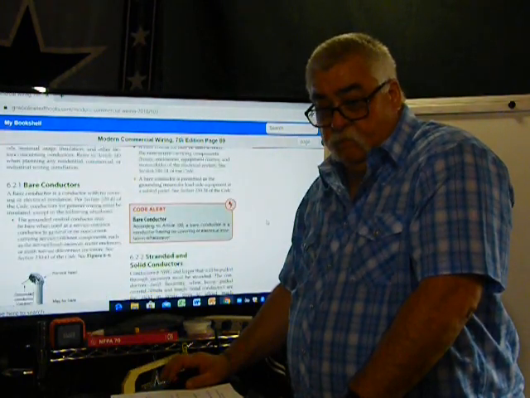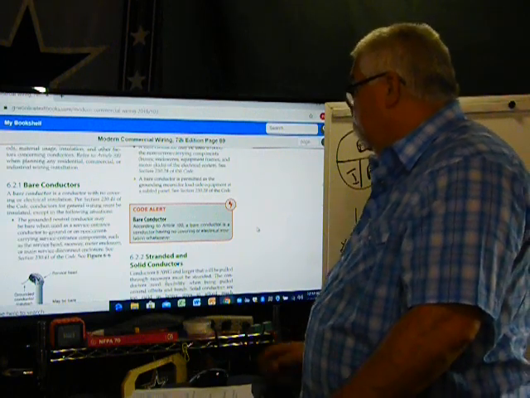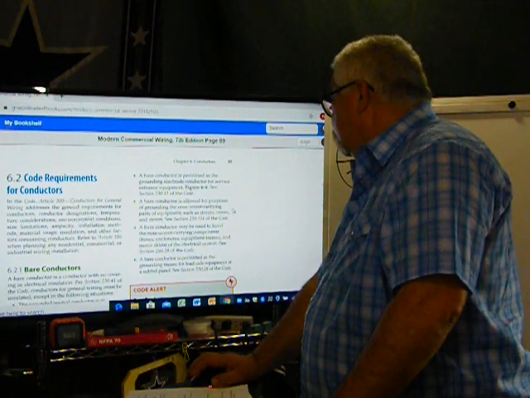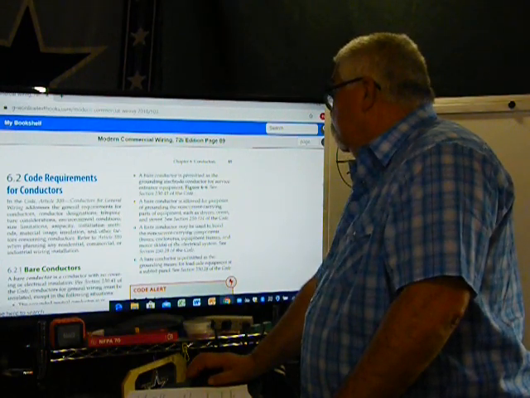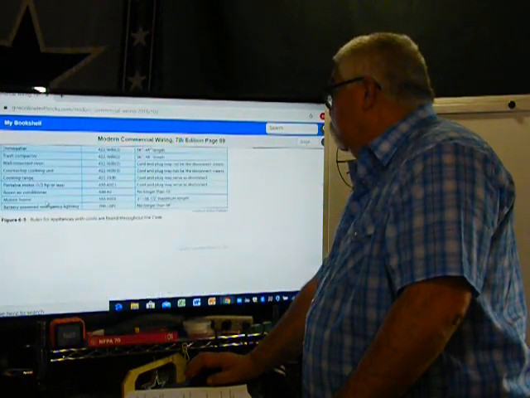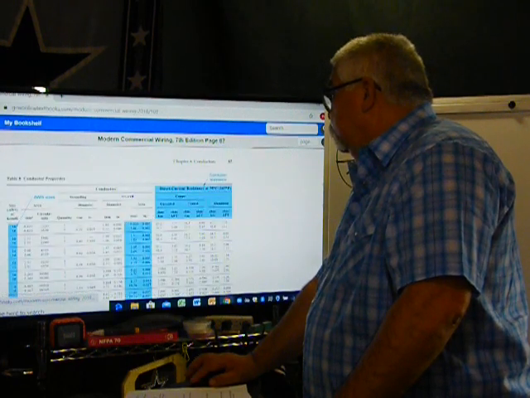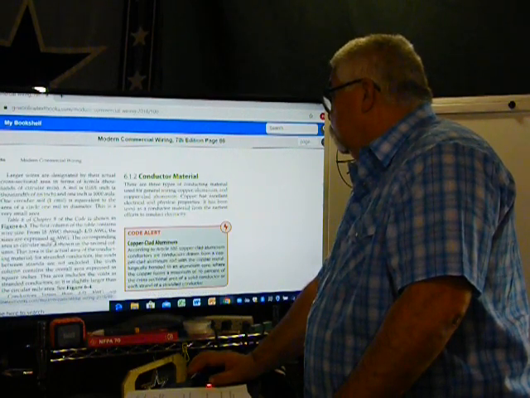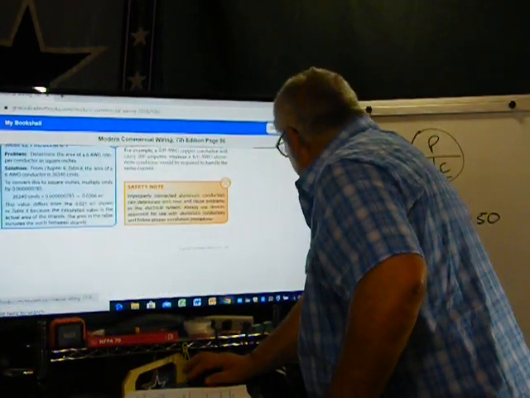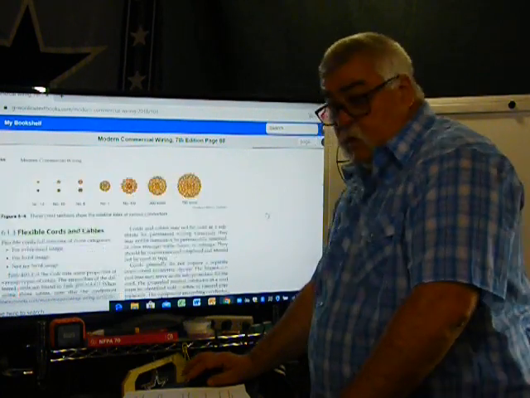Code requirements. So there's on the bare conductor. Did I miss something? I knew I missed something, but I just can't think of it right now. It's always copper unless otherwise stated.